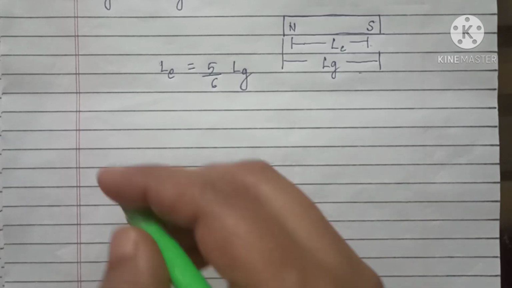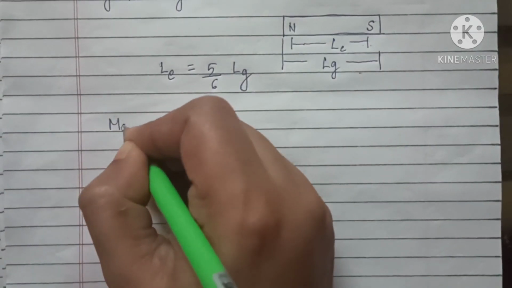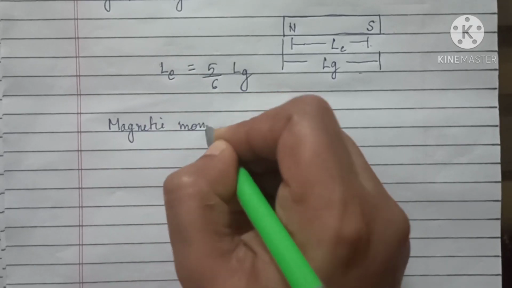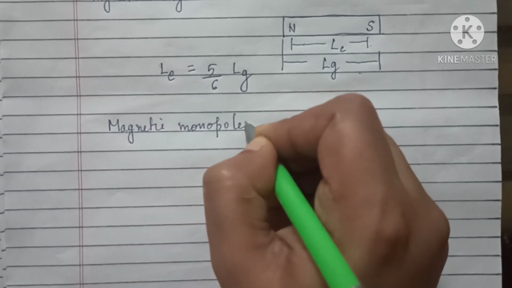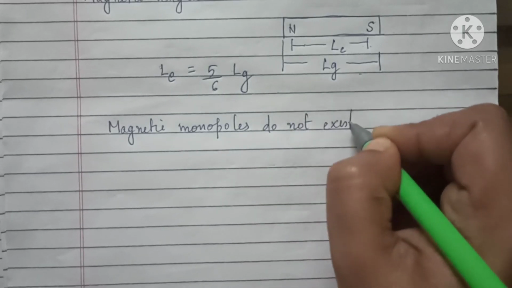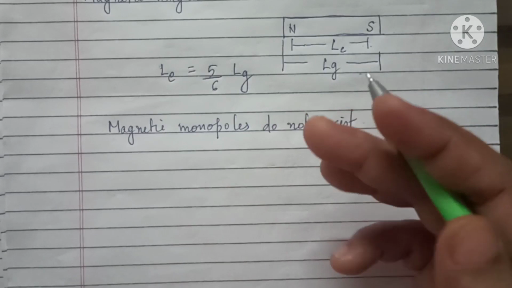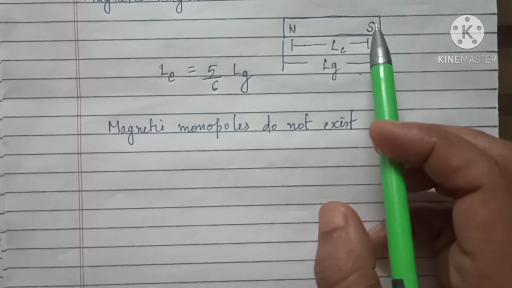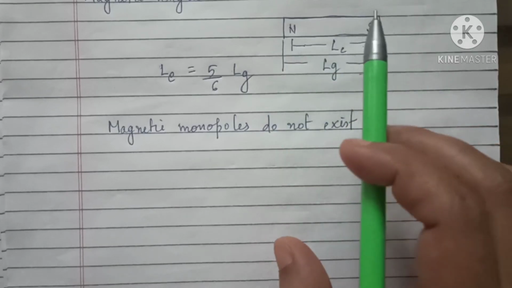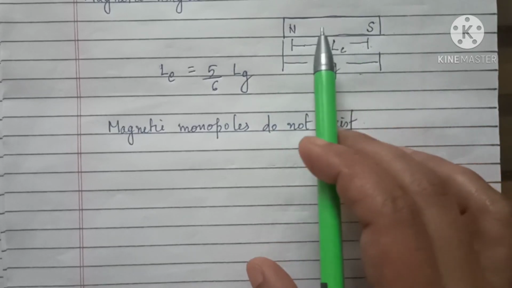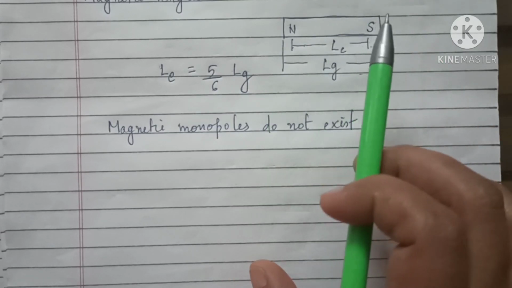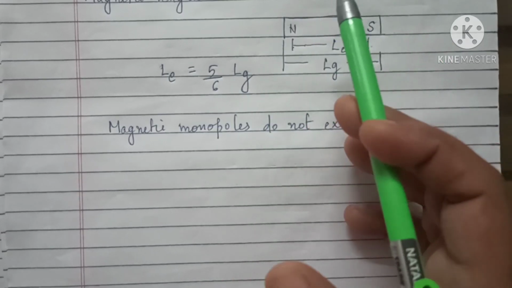As I said, magnetic monopoles do not exist. What does this statement mean? Yes, we cannot isolate the north or south pole of a magnet. That means the magnetic poles always exist in pairs. If a bar magnet is broken into two halves, we get two similar bar magnets with somewhat weaker properties.